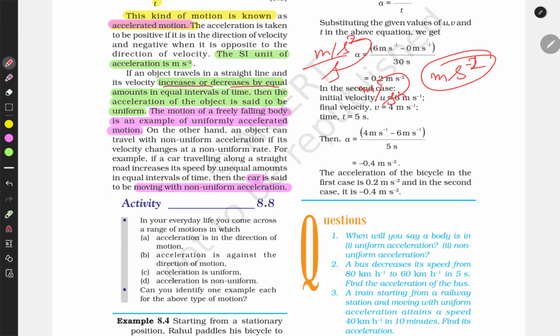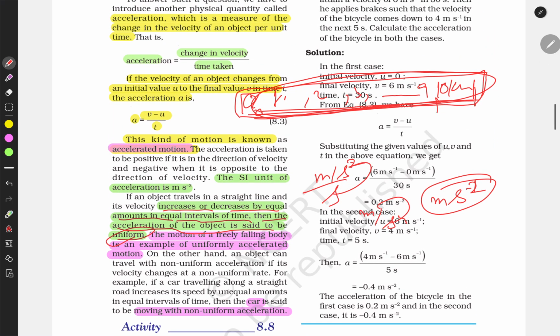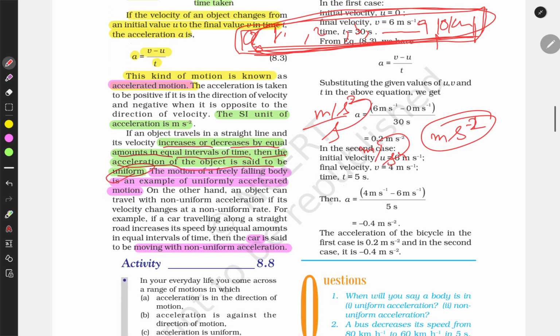If the velocity increases or decreases by an equal amount in equal intervals of time, then the acceleration of an object is said to be uniform. So there can be two types of acceleration. One is uniform acceleration, for example a car accelerating at a uniform rate. The other is non-uniform acceleration, where it goes fast, then slows down, then goes fast again. This is called non-uniform acceleration.